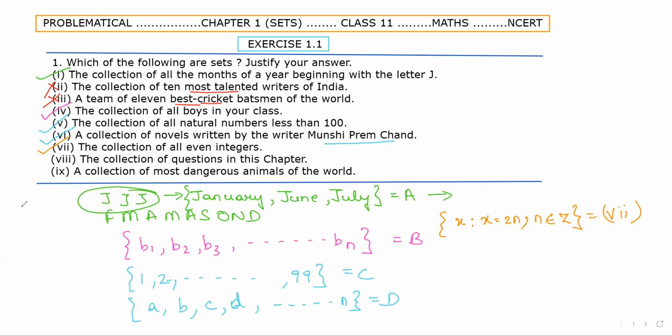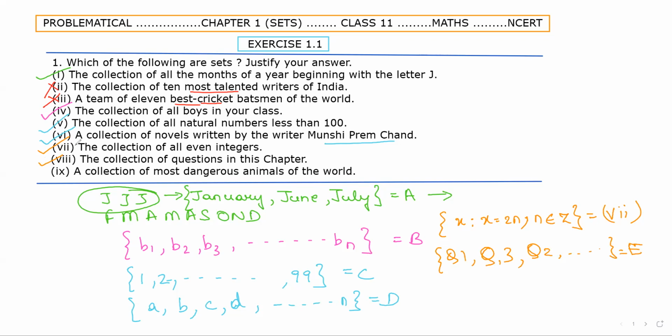The collection of questions in this chapter. Now, if you count all the questions in this chapter, it will have a specific number. You can mention all these questions in a set: question 1, question 2, question 3. So all these can be mentioned over here as elements of a set. Let's call the set A. Since you can represent this in the form of elements and every element has a specific meaning, hence it is a set.